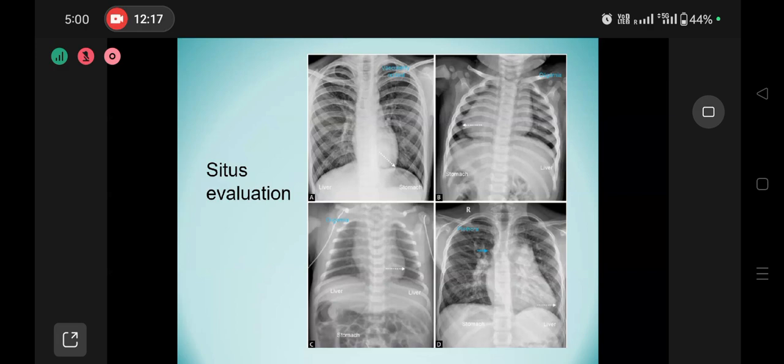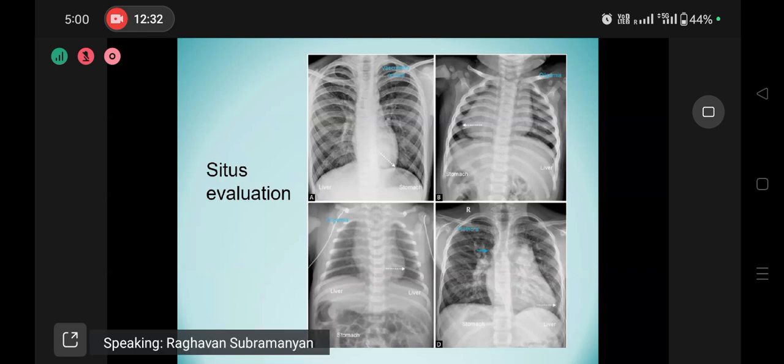Now the cardiac situs suggests situs solitus, but the abdominal situs is not clear. Therefore, in that case, you think of a situs ambiguous. Situs ambiguous.